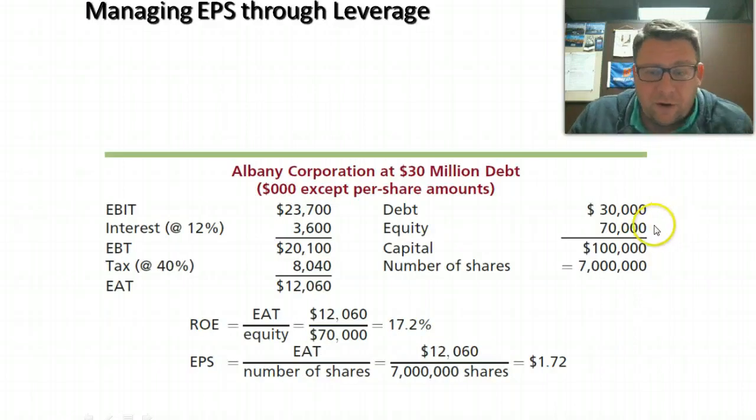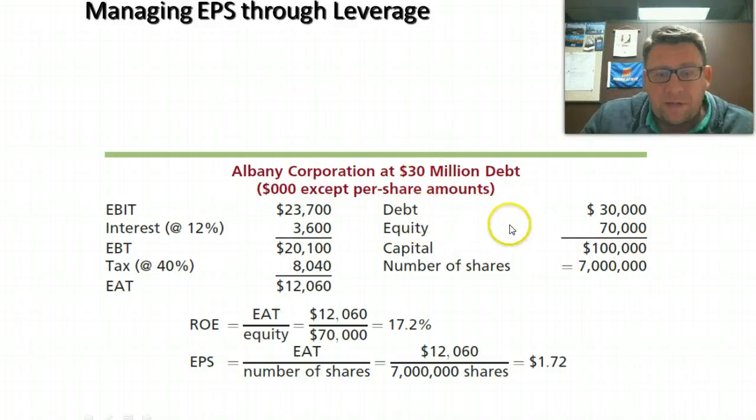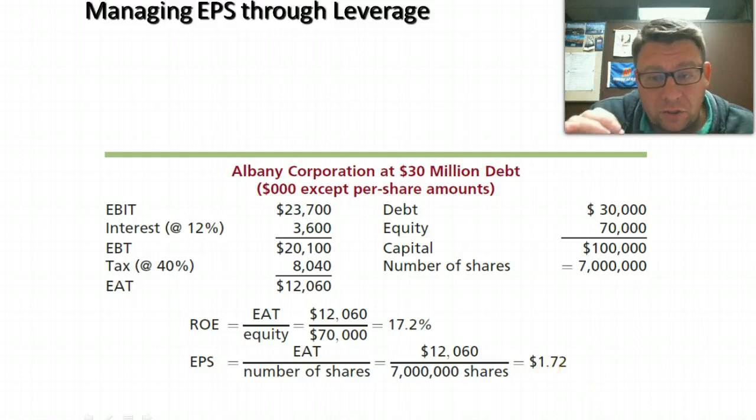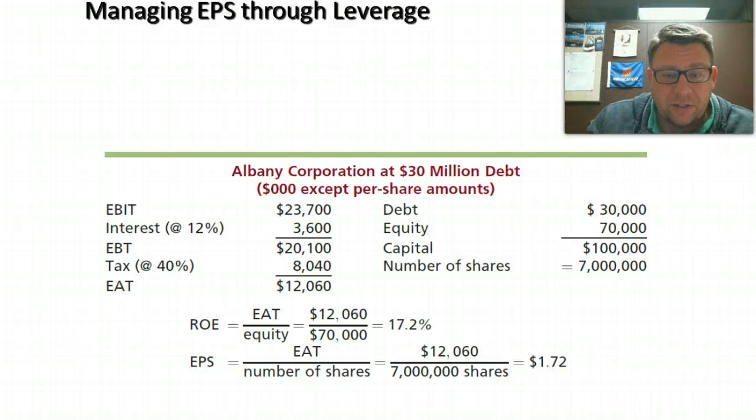Here is a variation of that, a proof of that. In this case, it was 10 million and 90 million, so we've added 20 million of debt in this scenario. Our earnings after tax is decreased because we now have more interest expense, and we divide that by equity. You can see our ROE has increased from 15% to 17.2%, and our earnings per share has increased from $1.50 to $1.72. So again, what should happen then is our stock price should go up.